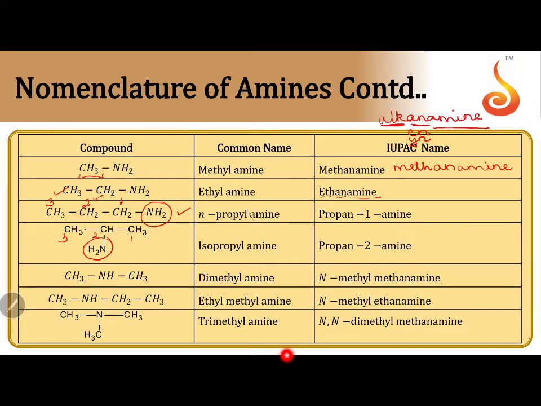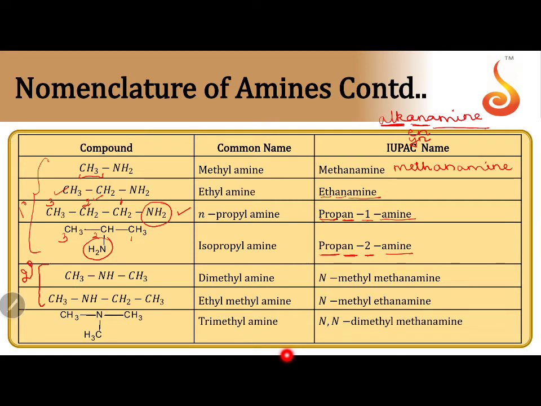So therefore, 3 carbons we call it prop, carbon-carbon single bond, so ane, and at the first carbon amine is present. Similarly, 3 carbons, so prop, single bond, so ane, at the second carbon amine is present. These were all examples of primary amine. Let's proceed to secondary amine.